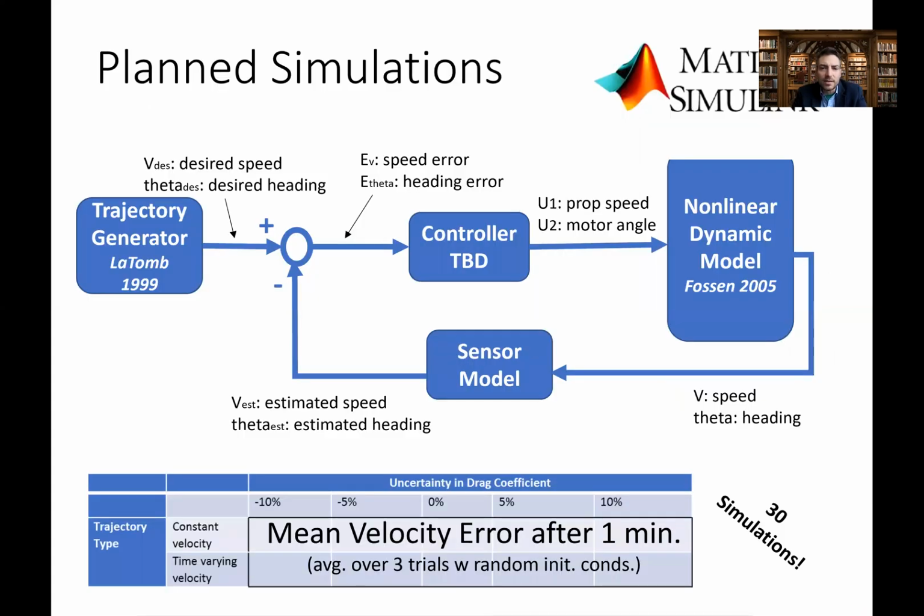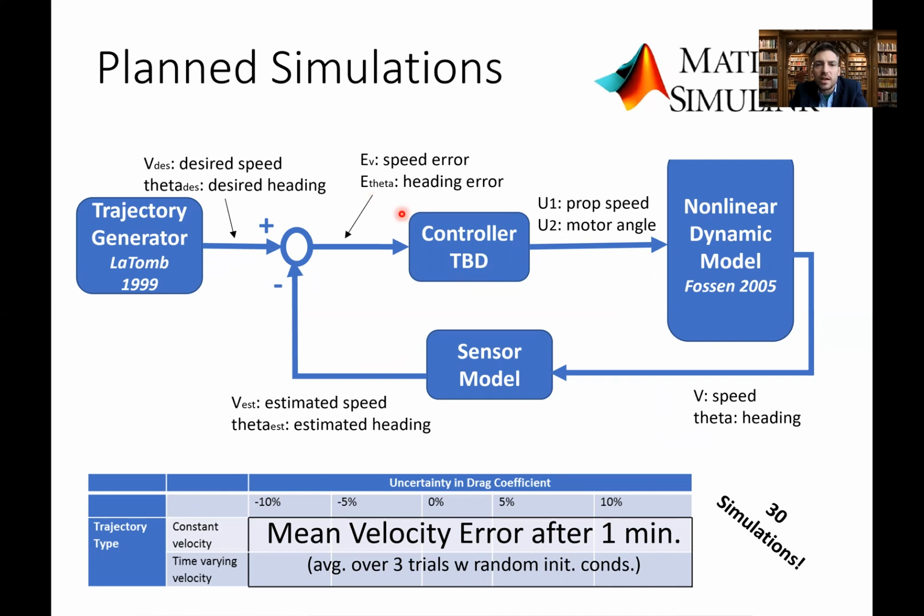So next, my simulations. I'm going to simulate this controller before I go out and test it in the water. And this control systems diagram shows how the pieces of my system fit together. So here's my controller. And again, it's to be derived, to be determined. I don't have an equation for it yet, but that's the bulk of my work. But the diagram shows what the inputs and outputs are.